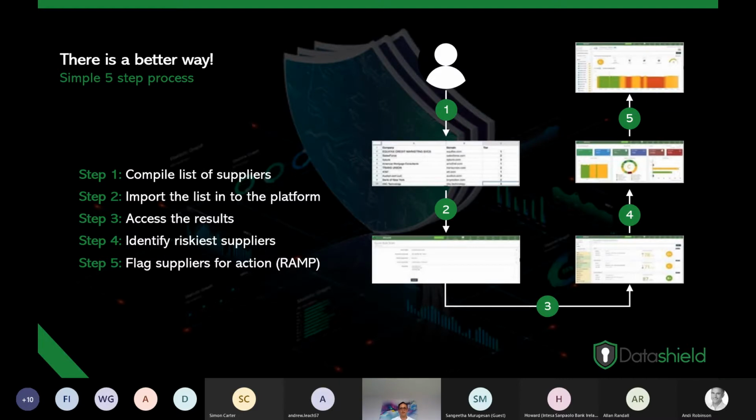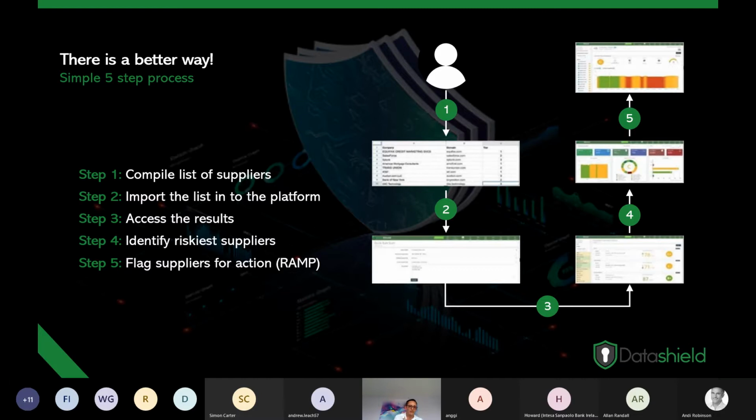And then you can either share the platform with that particular supplier, or we have developed a process called RAMP, which is our rapid assessment and monitoring process, which takes away the overhead of helping your suppliers increase their cybersecurity posture, but ultimately reducing the risk to you as a business. And I'll cover what the RAMP process is shortly. So it's incredibly quick. It's very simple.